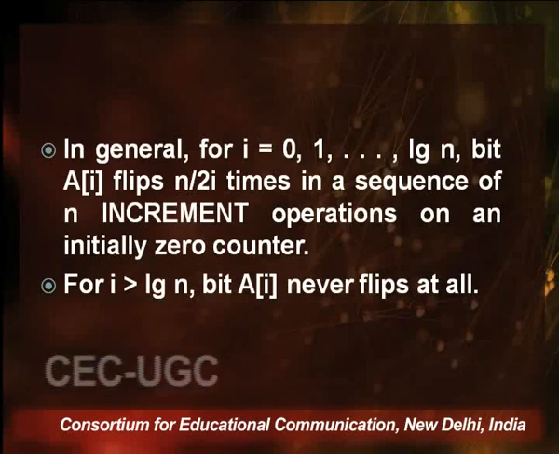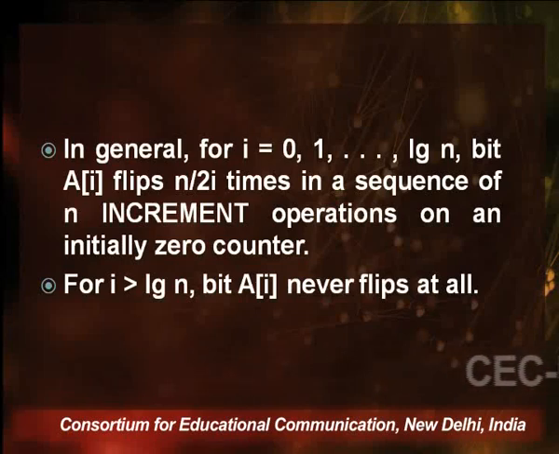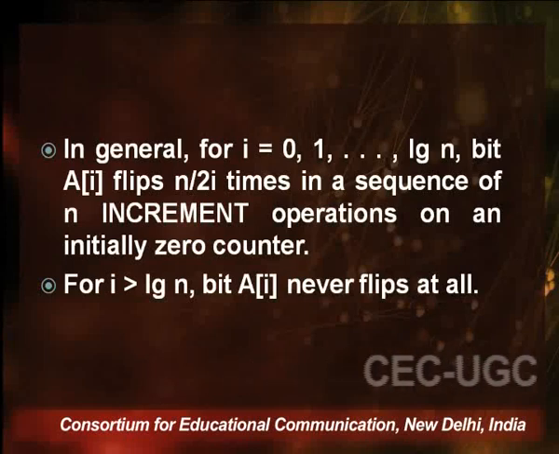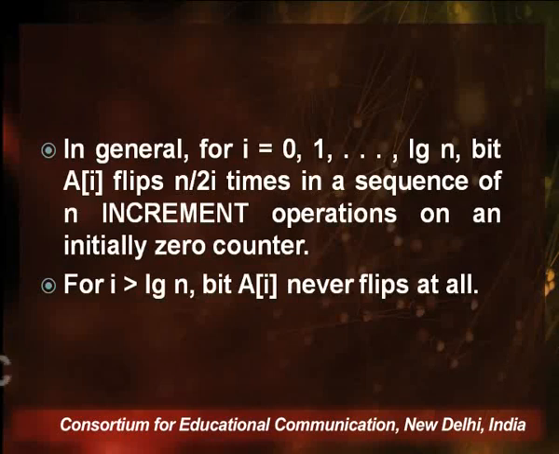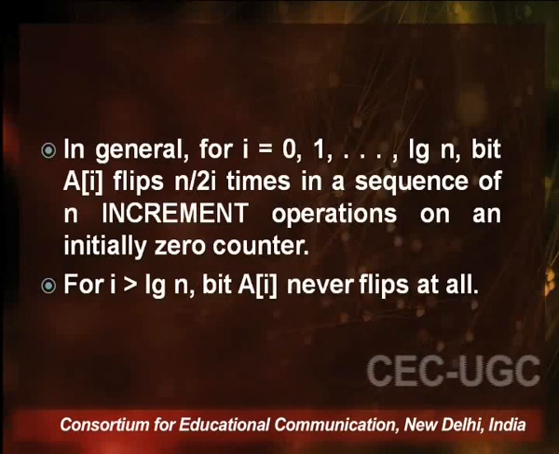So basically I am just repeating it again. For i equals 0 to log n, bit A[i] is going to flip n divided by 2 to the power i times in the sequence of n increment operations on an initially 0 counter. And for i greater than log n, bit i never flips at all. So this is a general, or minute, observation we are having.